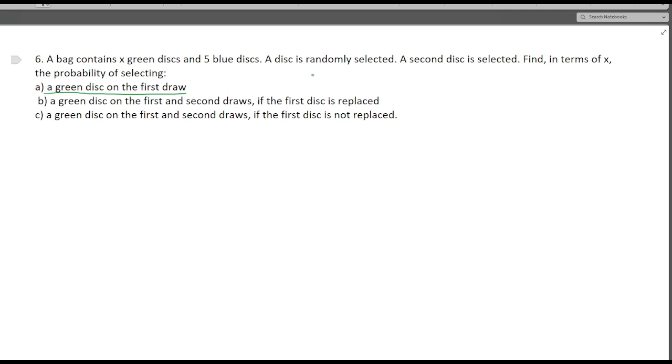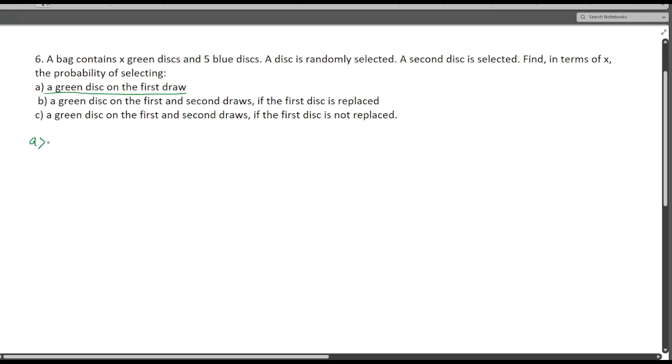On the first draw, when I'm selecting a disc, the possibility that it is going to be a green disc, I have X green discs. So it is X, and the total number of discs will be X green plus 5 blue. So the denominator is going to be X plus 5.